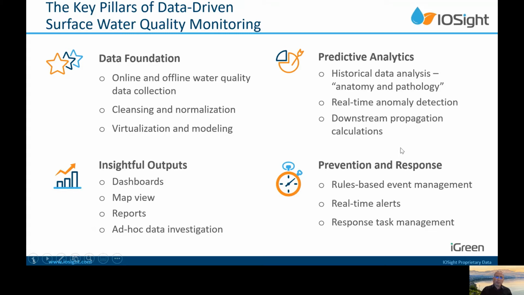The fourth layer or pillar is the prevention and response. It's more like the actions. So now that you have those insights, either driven by simple outputs or by analytics, what are you going to do with that? So rules-based event management, real-time alerts, task management, response task management, all of that is part of the operational layer of what I call, again, the data-driven surface water quality monitoring system.